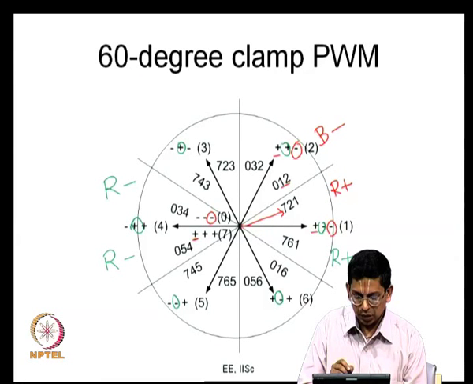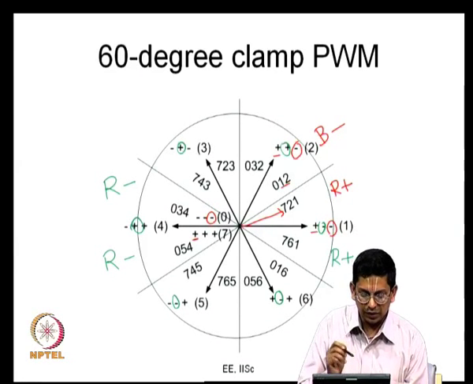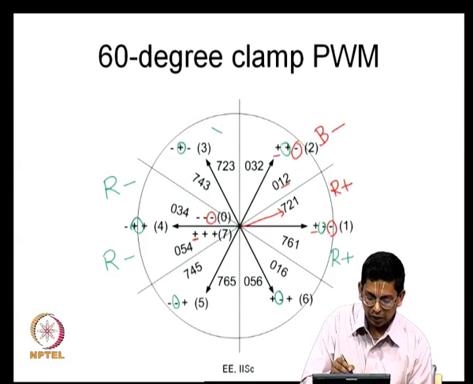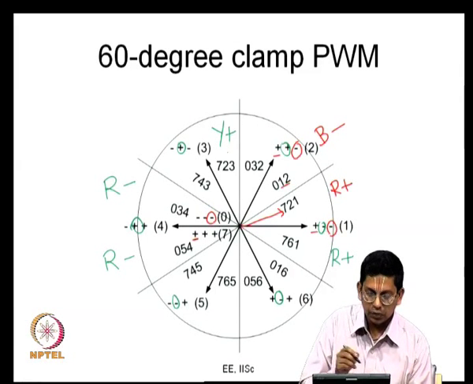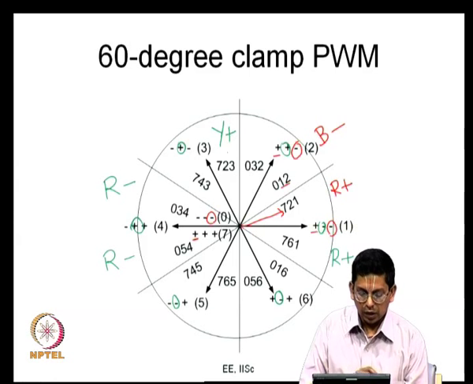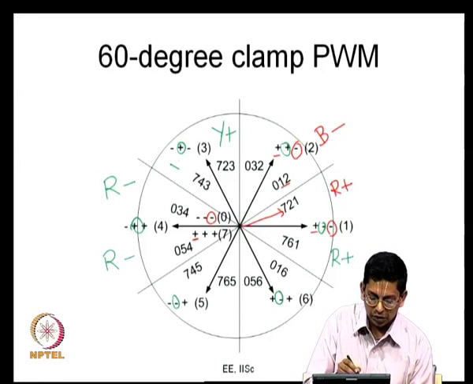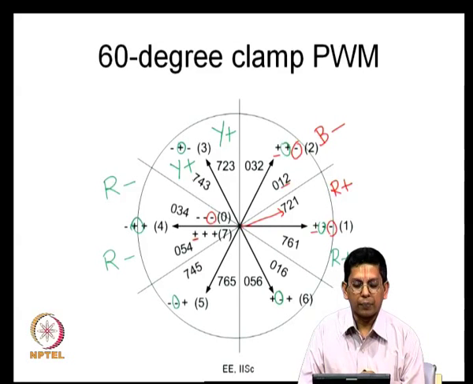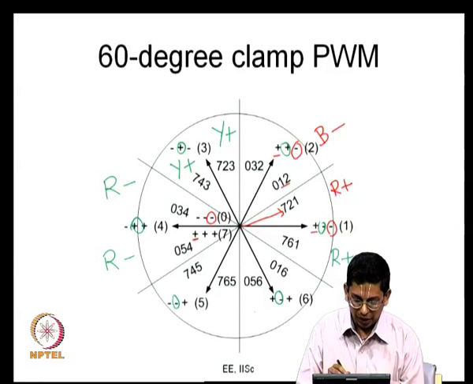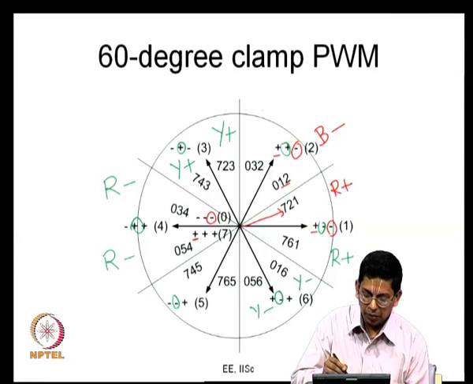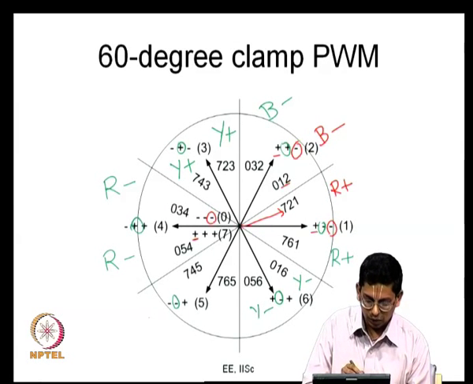Plus plus plus, and 2 is plus plus minus, and 3 is minus plus minus. So Y is clamped to the positive bus here, and 7, 4, 3, 7 is plus plus plus, and 4 is minus plus plus, and 3 is also minus plus minus. Therefore, here also Y is clamped to the positive bus. In the same way, you will find that Y is clamped to the negative bus in these two regions, and you will have B clamped to the negative bus here and B clamped to the positive bus here.